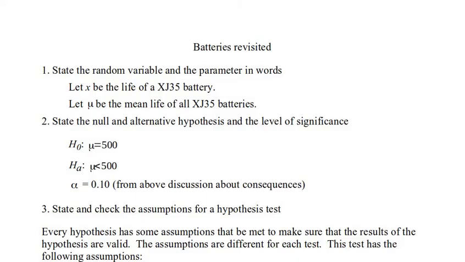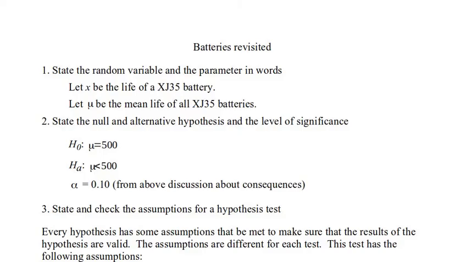Okay, so let's do everything in one place. Let's wrap up this discussion of batteries. We'll start by stating the random variable and the parameter in words. So let x be the life of a battery. Let mu be the mean life of all batteries. That's a population parameter. Then let's state the null and alternative hypothesis, and of course that level of significance.